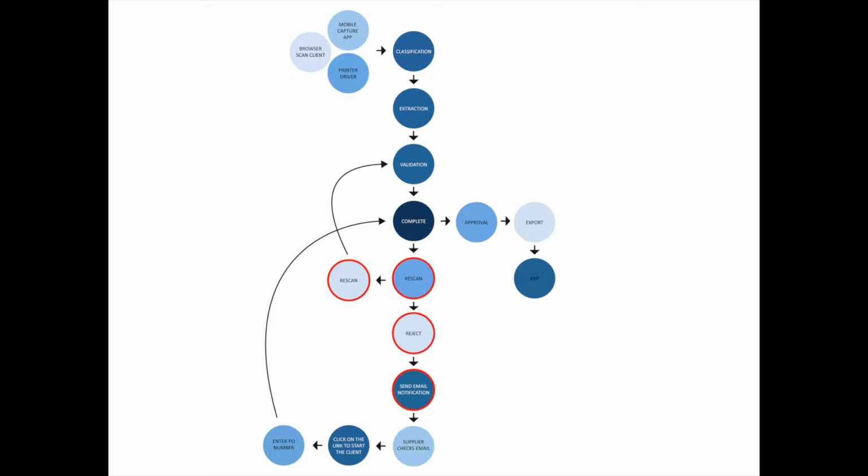Towards the bottom left we have exception handling, where we can send documents for rescan, we can recheck them, we can notify users about the rejected documents so that they, for example, have to enter a purchase order number which is missing, and the supplier can do that directly online in a web portal and send that document back to our process.